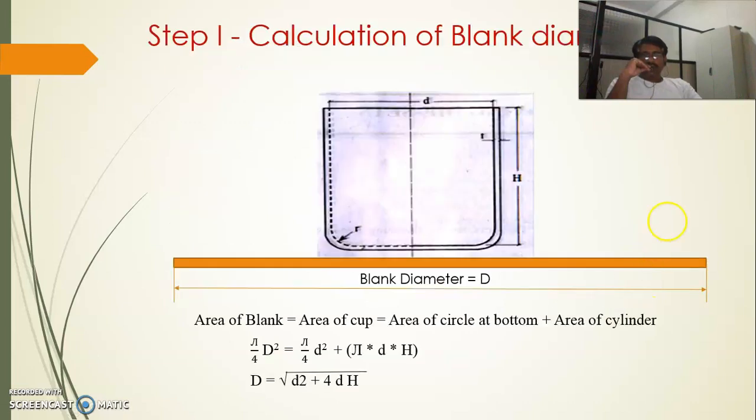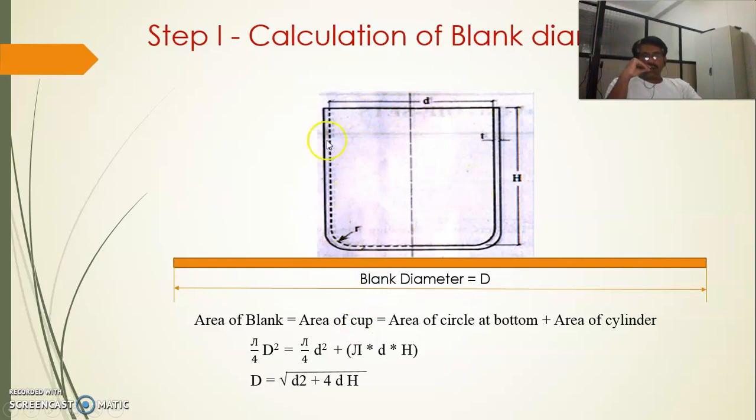The first step is the calculation of the blank diameter. Now in this case the component which we require to draw has the small d as the diameter at the base of the curve, which is also called the shell diameter, and the capital H is called the shell height. So this shell diameter and shell height we require to draw from the blank shown over here. So the blank diameter D we require to calculate, and we can easily calculate it with the formula: area of the blank is equal to area of the curve.